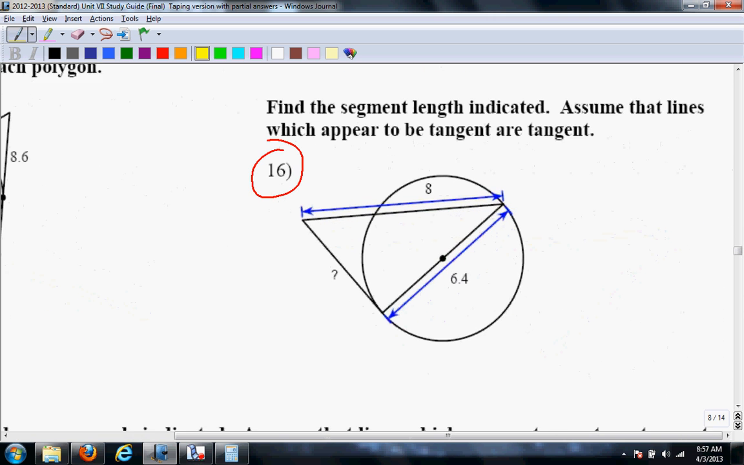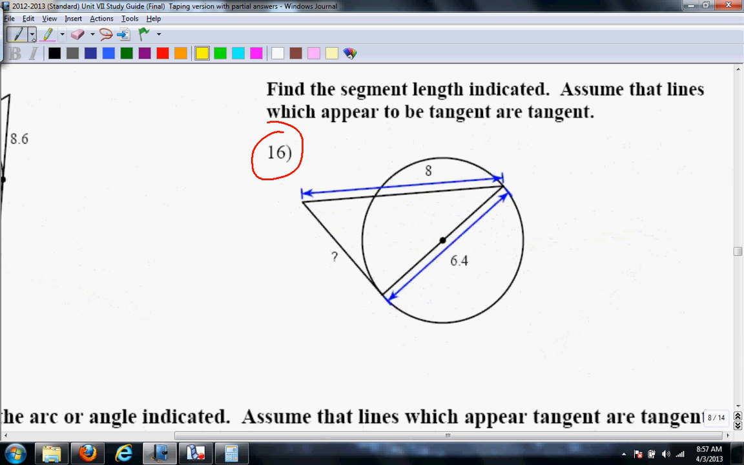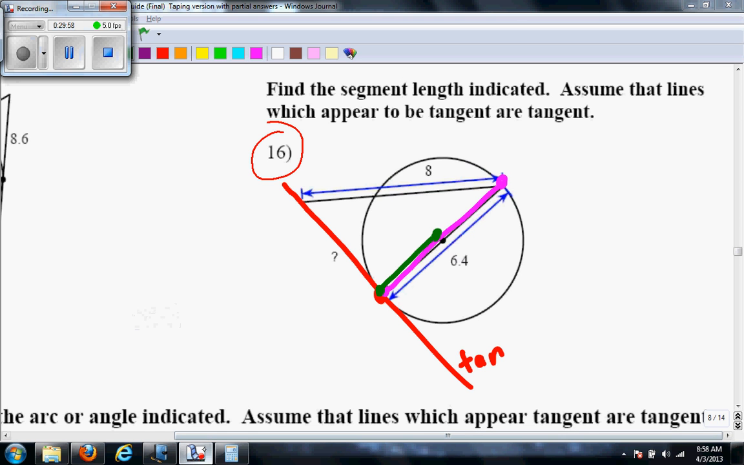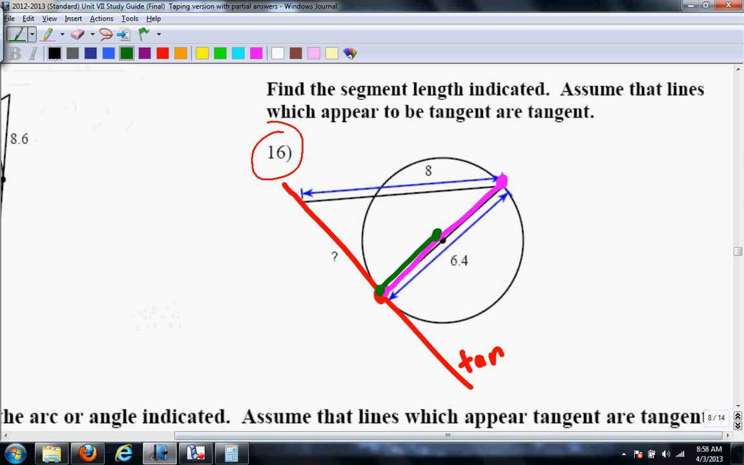Let's take a look at 16 and see what we can do here. The minute you see a tangent, you should trace it. So this is tangent. I know it's tangent because it touches at one point. This is a diameter, but from here to here is a radius. And you should recognize that a tangent to a radius means a right angle at the edge. So you should recognize that there's a right angle there.